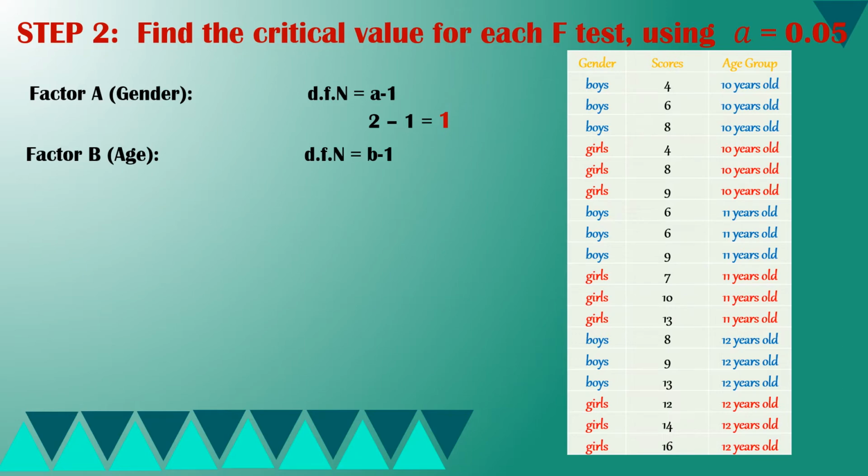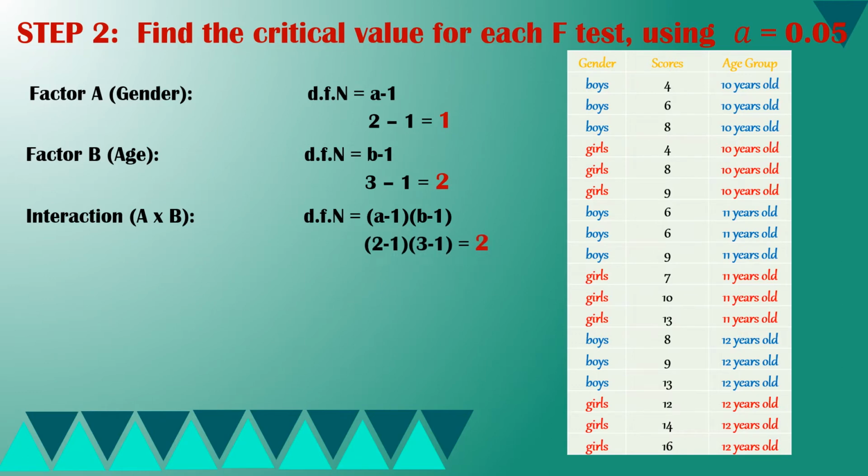Next is for factor B, or the age. The degrees of freedom is equal to B minus 1, where B is equal to the number of levels of the second factor. For the second factor, we have 3 levels, the 10, 11, and 12 years old. So 3 minus 1 is equal to 2. Next is for the interaction of factor A and factor B. We have the formula A minus 1 multiplied by B minus 1. So 2 minus 1 multiplied by 3 minus 1 is equal to 2.